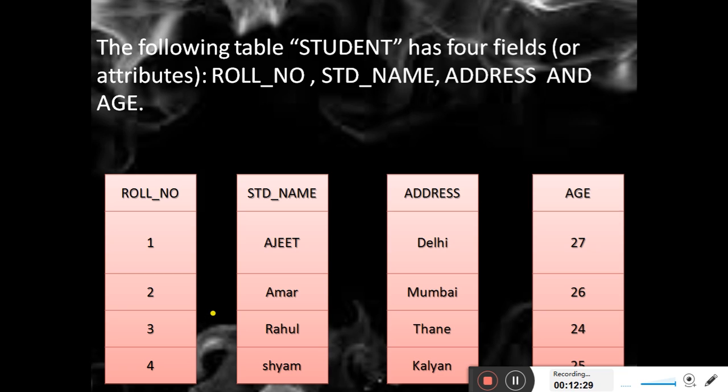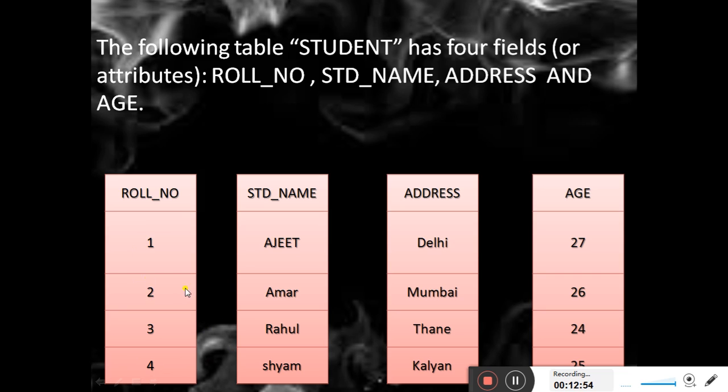Okay, so this is the example. The following table, student, has 4 fields. See, there are 4 fields, or you can see the attributes named roll number, student name, address and age. This is called a field, and this is the field heading, and the data type is number. Why? Because we are going to store only numbers in this field.